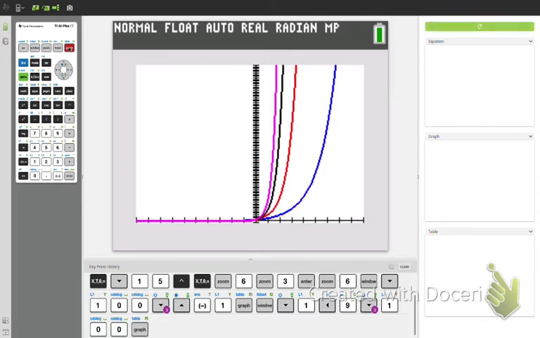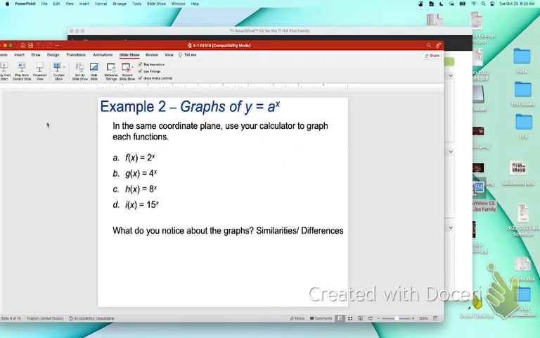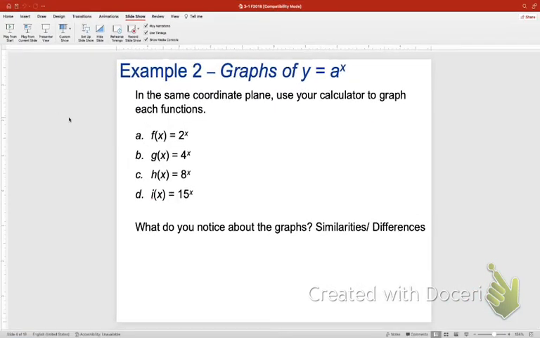Would that make sense? Because when I put in 1, 2 to the 1 is 2, 4 to the 1 is 4, 8 to the 1 is 8, 15 to the 1 is 15, right? But when I put in 2, 2 to the second is 4, 4 to the second is 16, 8 to the second is 64, but 15 to the second is 225. Is there a big difference between those numbers? Yes. So the bigger the base, the quicker it increases. And that's what you're supposed to get.